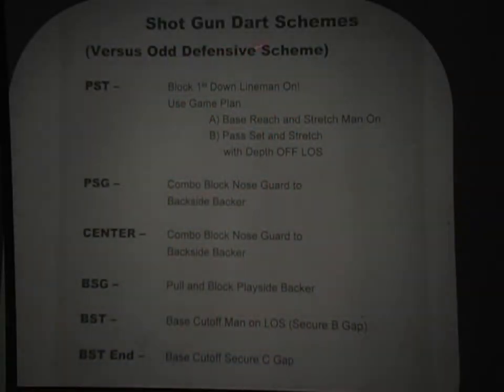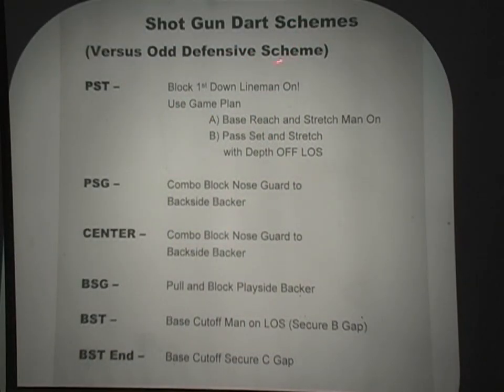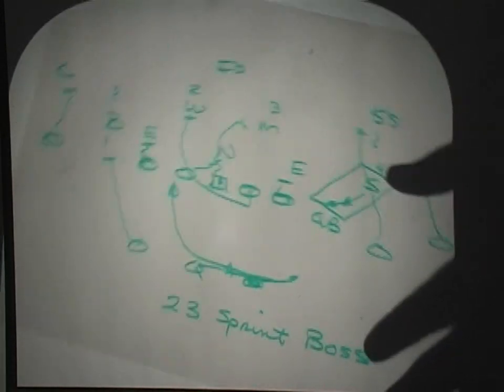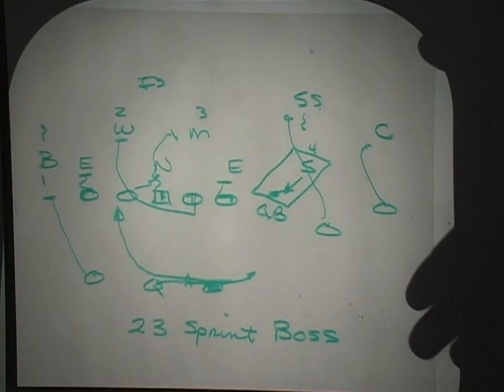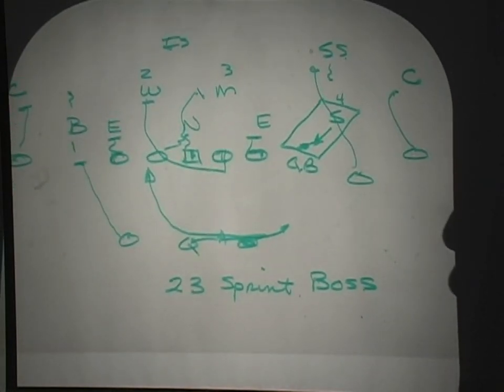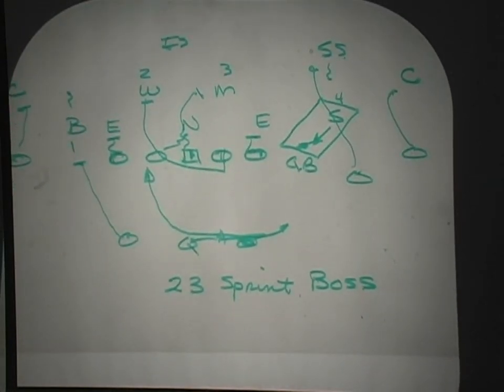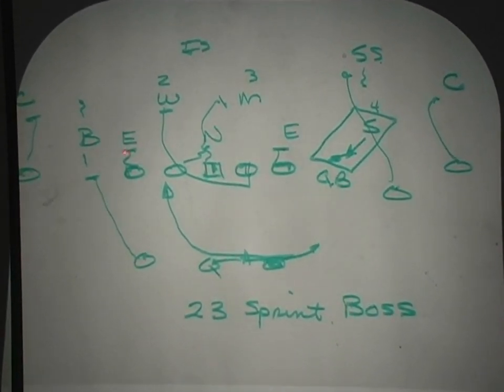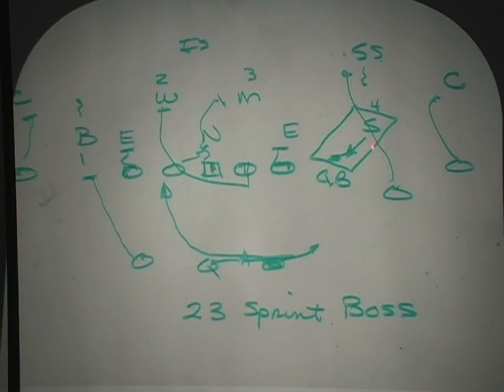We got here shotgun dart scheme versus an odd defensive scheme. Again, what an odd defensive scheme for us at Clemson is when the guards are uncovered by down linemen. So let me just show you what we're talking about. This is the dart scheme drawn up versus what we call a 3-4 scheme, which means there's 3 down linemen and 4 linebackers. And that's what we call an odd call.